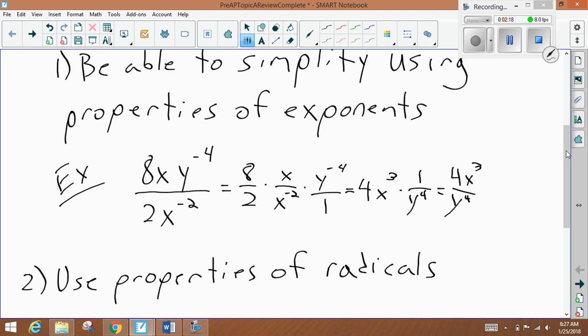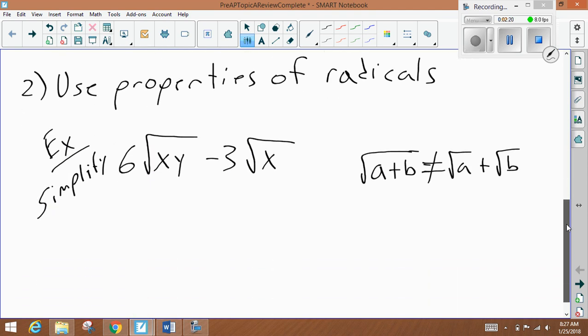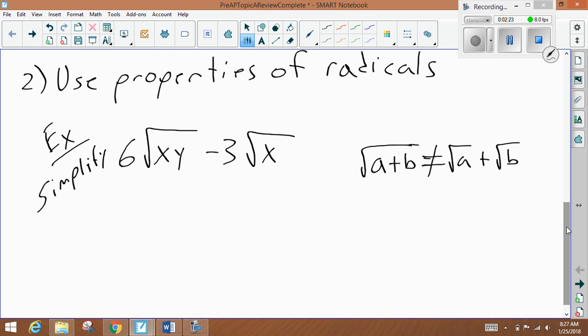So also be able to use properties of radicals. This is a weird problem, so I'm going to do an example of it for you. I think I modified this from a release part test. So, really strange. First of all, don't try to say that the square root of a plus the square root of b is the square root of a plus b. People might try to say that we could write those all under the same radical, right? We can't do that.